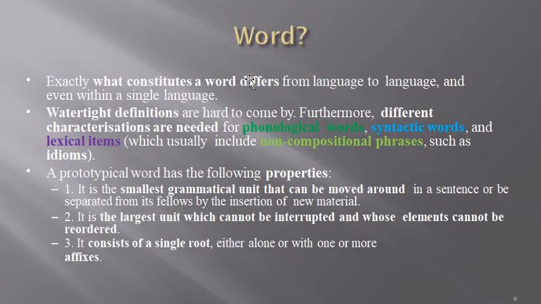If I take the example of the word prototype or property, the order of the letters in the word cannot be changed, because reordering will change the word and it will become another word. So it consists of a single root, either alone, or sometimes with affixes and prefixes added. This is the definition, or in other words the properties, of the word. Let's talk more about words in this session.